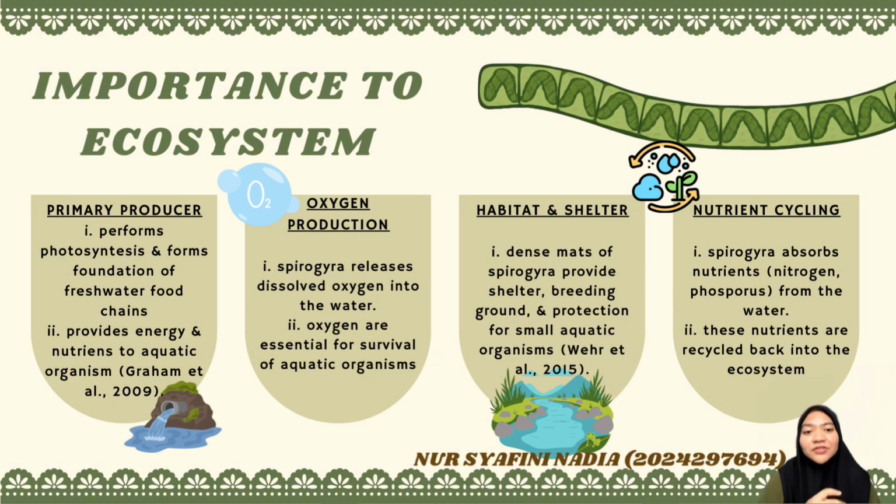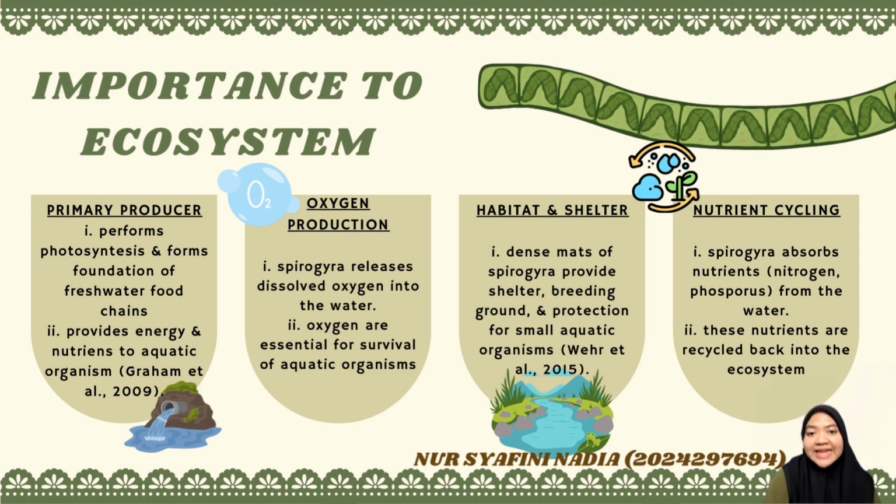Secondly, we have oxygen production. As a byproduct of that same photosynthesis, Spirogyra releases dissolved oxygen directly into the water. This dissolved oxygen is absolutely essential for the respiration and survival of fish, vertebrates and other aquatic life living alongside it.